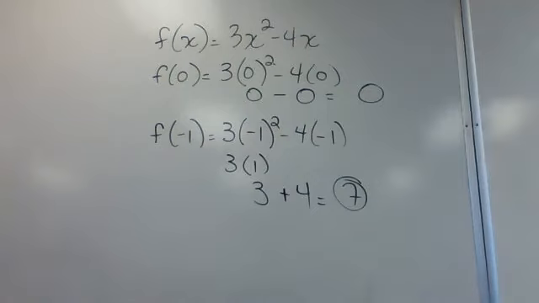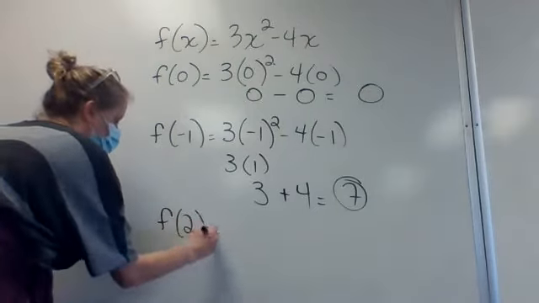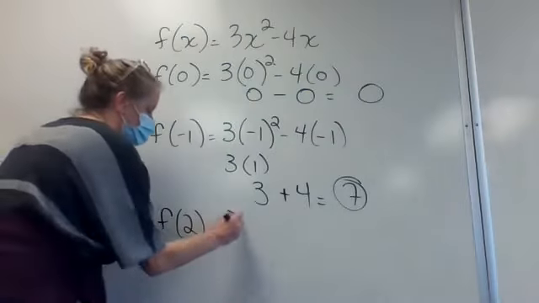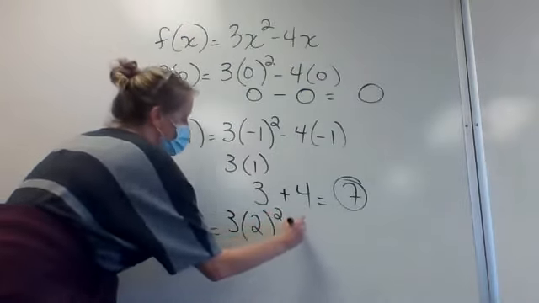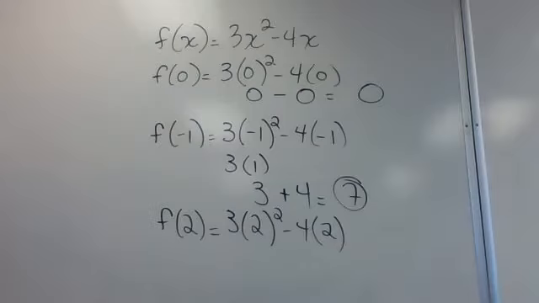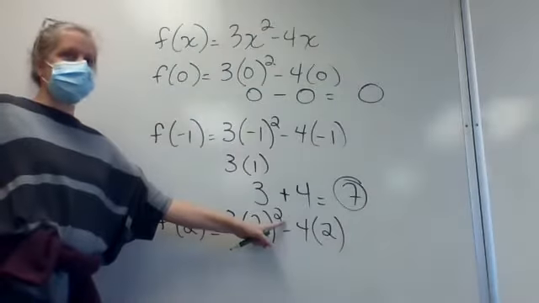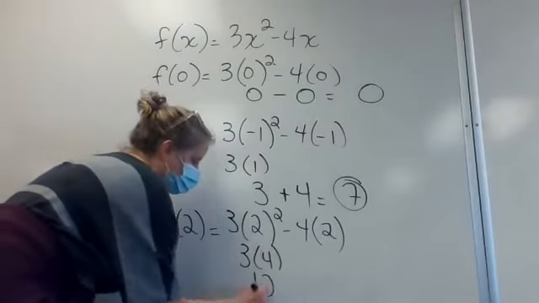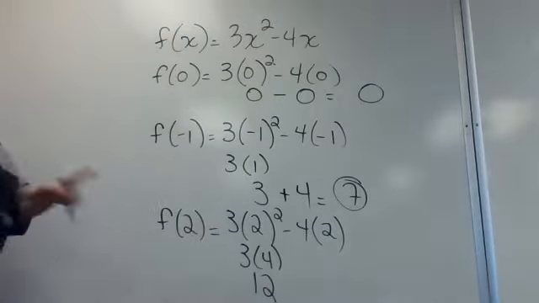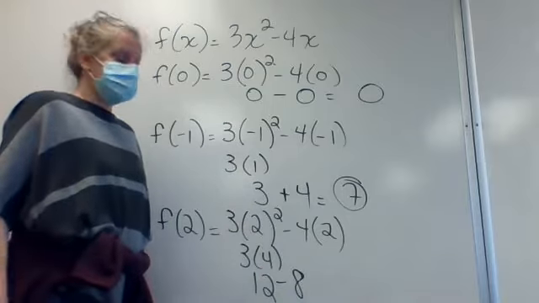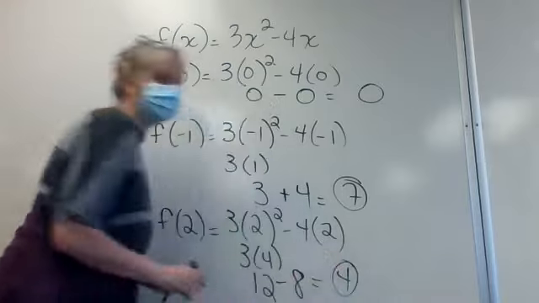And then the last one it wants me to find is f of 2. So same process. I'm just going in and replacing my x's with 2's. So I have 3 times 2 squared minus 4 times 2. So 2 squared gives me 4. So now I have 3 times 4, which gives me 12. Minus 4 times 2, so minus 8. And 12 minus 8 gives me 4.